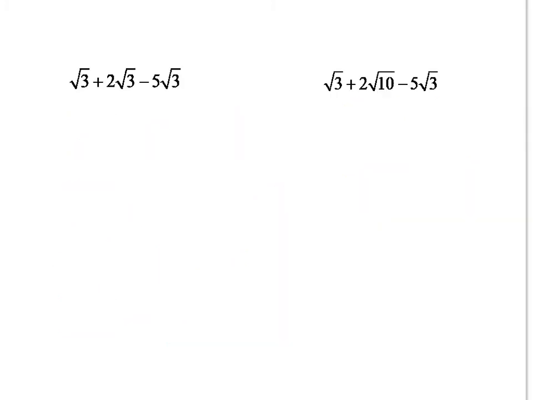Alright, so in this one right here, we have 3 radicals. Now we're going to see if we can add, subtract, or combine these. I have 1 root 3, right? There's an imaginary 1 there. 1 root 3 plus 2 root 3 minus 5 root 3. Just kind of think of this as x plus 2x minus 5x. These are all like terms. These are all like radicals. So 1 root 3 plus 2 root 3 is 3 root 3 minus 5 root 3. 3 root 3 minus 5 root 3 is negative 2 root 3.